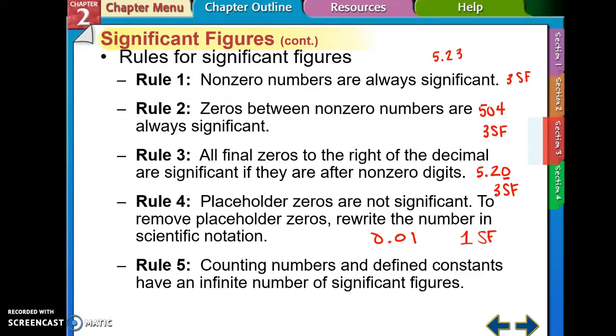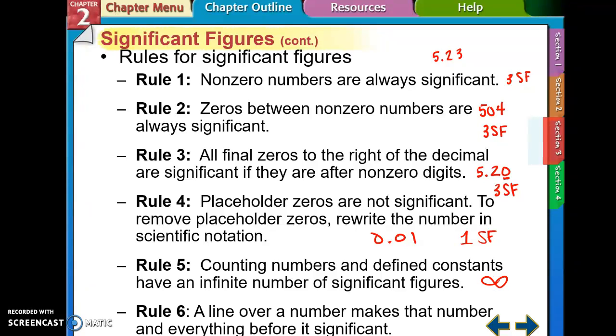And then if I have a counted number or a defined constant, that's going to have an infinite number of significant figures. And rule 6, if you've got a line over a number, that makes it and everything before it significant. So, if your head is thoroughly confused now, don't worry, we're going to go through many examples. We're always going to go through rules 1, 2, 3, and 4 in that order and apply it.